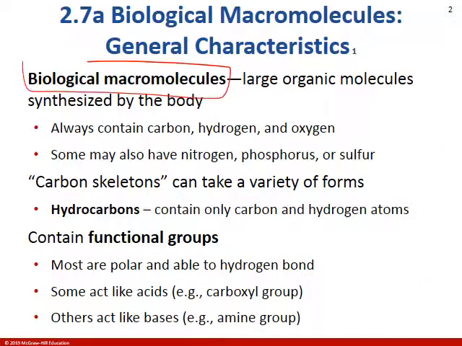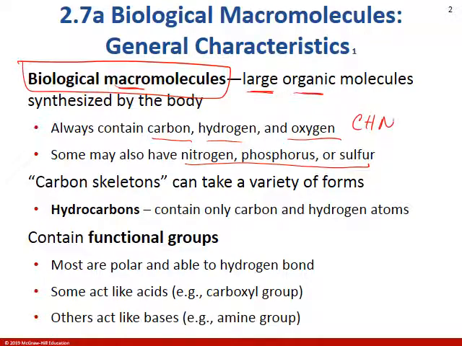So we have to talk about these biological, macro, or large organic molecules. They always contain carbon, hydrogen, and oxygen. So we're going to talk about the four classes that I just talked about: carbohydrates, lipids, proteins, nucleic acids. They're always going to contain these three elements, and then they can also have these three elements.